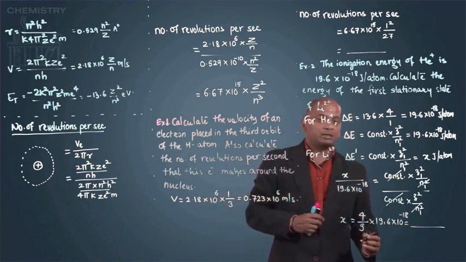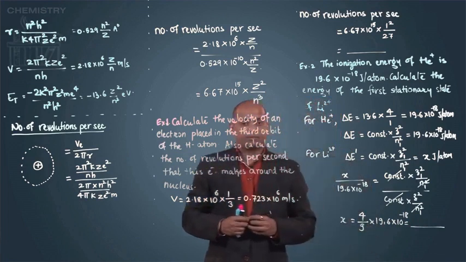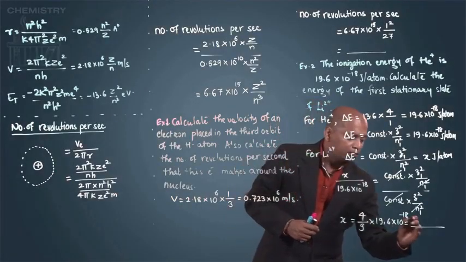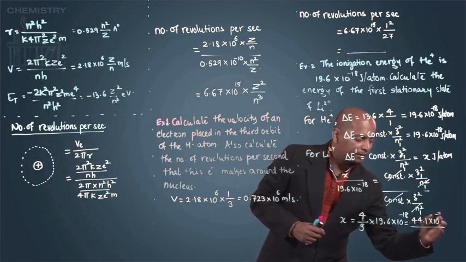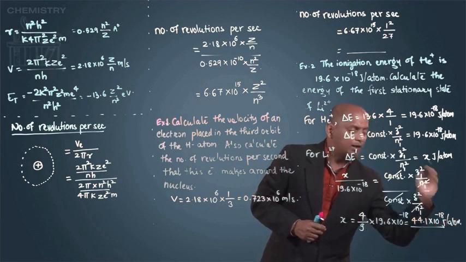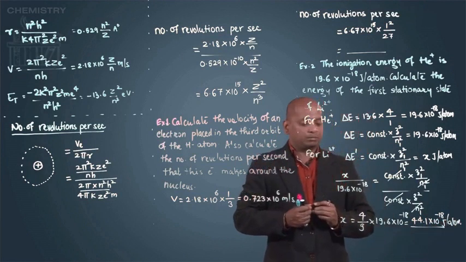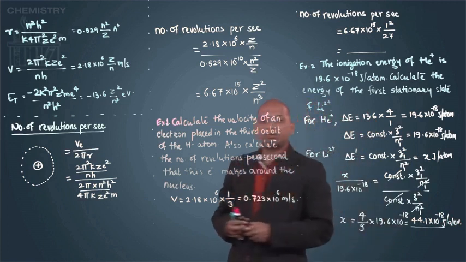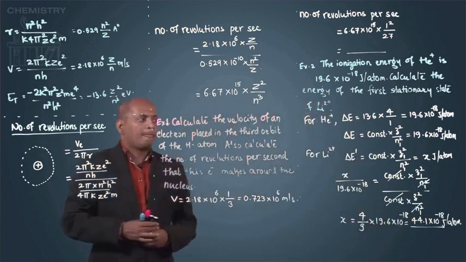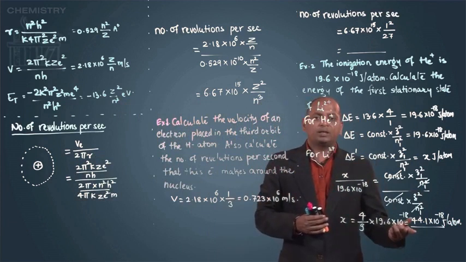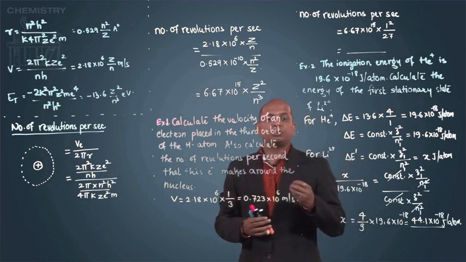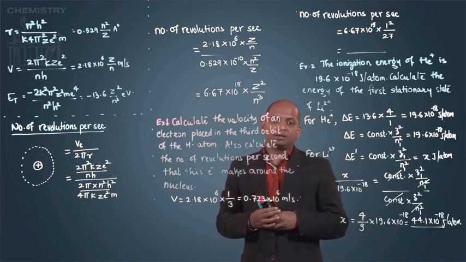So you will get the answer in joule per atom, and that value comes to 44.1 into 10 raised to minus 18 joule per atom. Some lengthy calculations we can do, but if you observe such problems, this is the ionization enthalpy for the electron when we have to remove it from the Li2 plus ion.